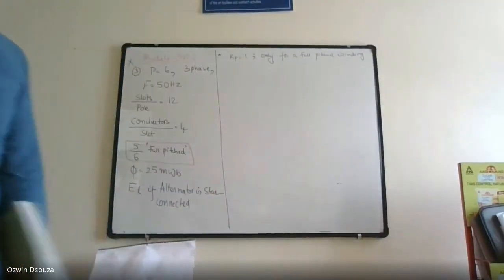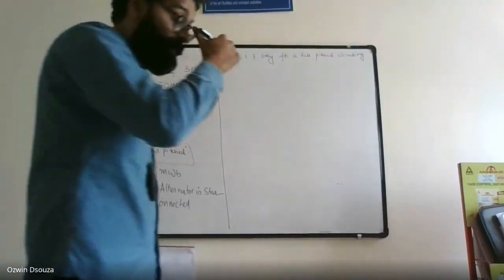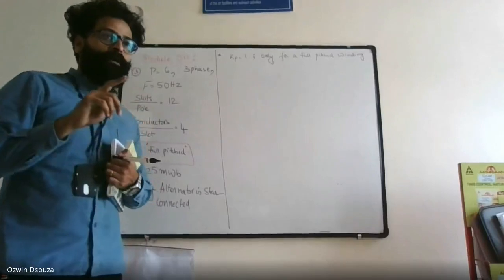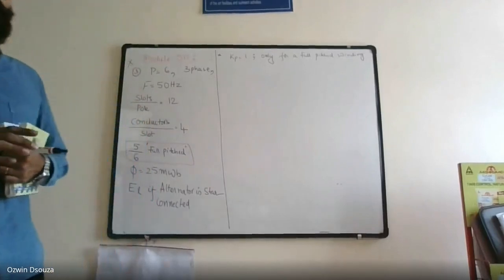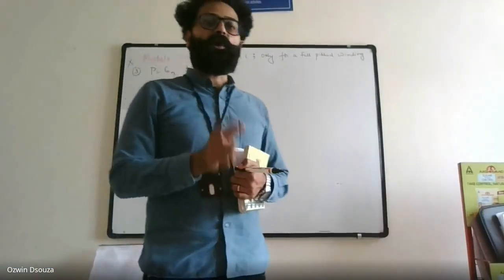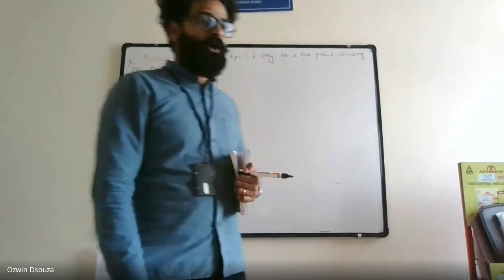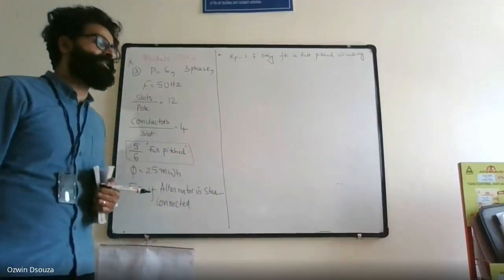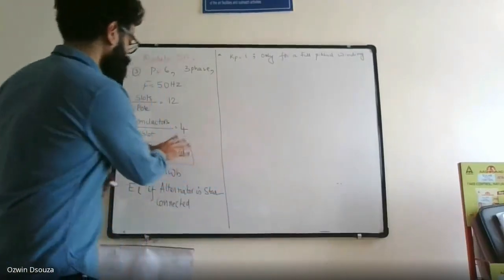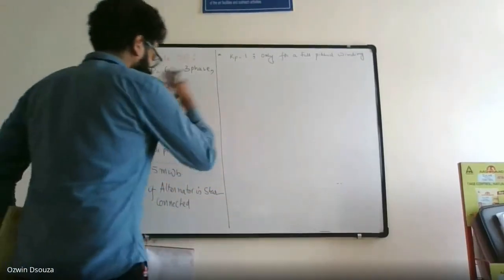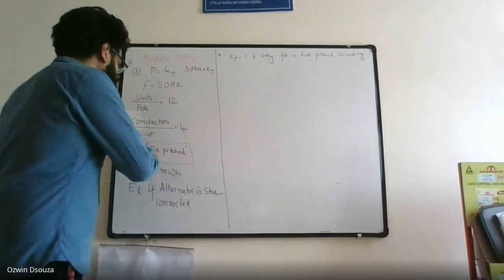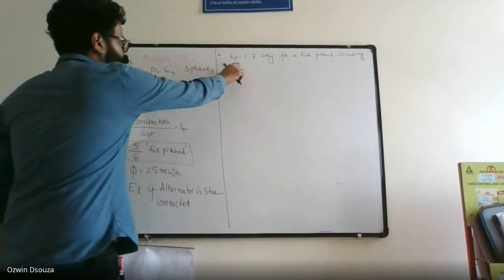Okay, so you can look at yesterday's class video, in which I had clearly mentioned the concept of full pitched winding. In a full pitched winding, coil span is equal to pole pitch. On the other hand, in case of short pitched winding, coil span is less than the pole pitch. So you don't have to worry about coil span, etc. You know this fact, right?